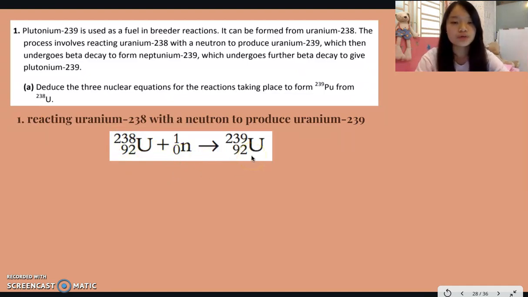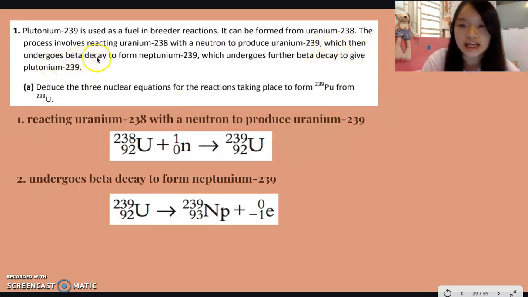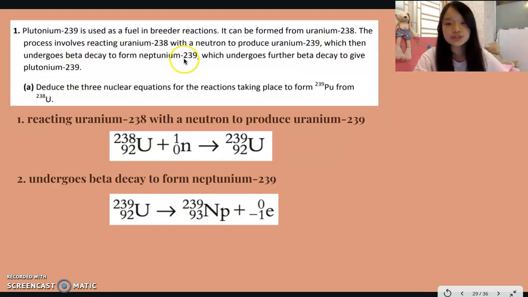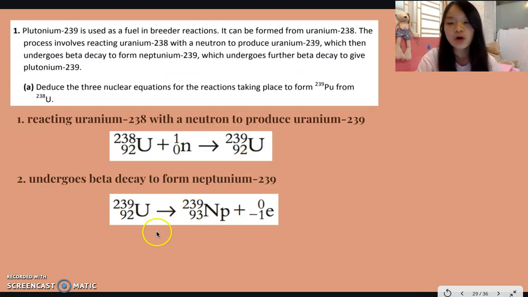to produce uranium-239. In the next step, the question says, which then undergoes beta decay to form neptunium-239. In this step, the product from the first equation undergoes beta decay to form neptunium-239 and produce a beta particle.